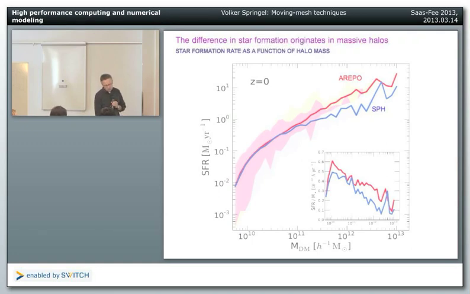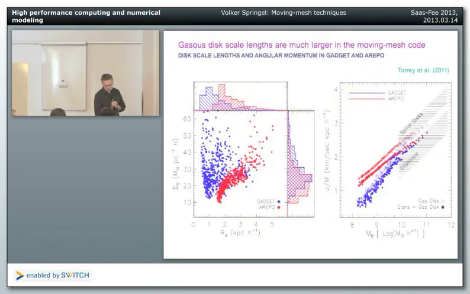And there is another numerical difference here that is interesting. Also the sizes, this is something Paul Torrey did analyze: the sizes are significantly larger in Arepo galaxies. They are more consistent with the sizes you expect for these galaxies observationally. This is partially because of angular momentum losses that are less severe in the Arepo code, and partially also because of more cooling.